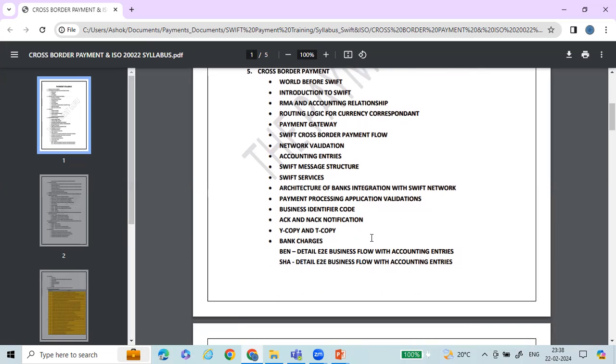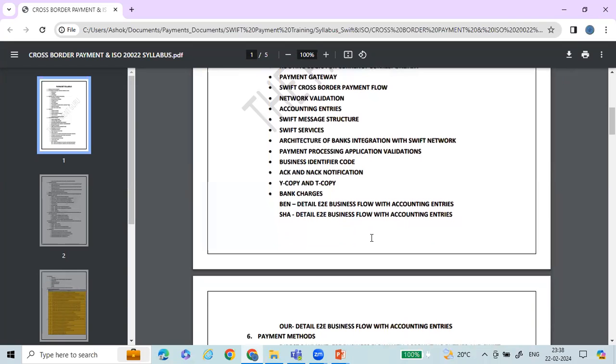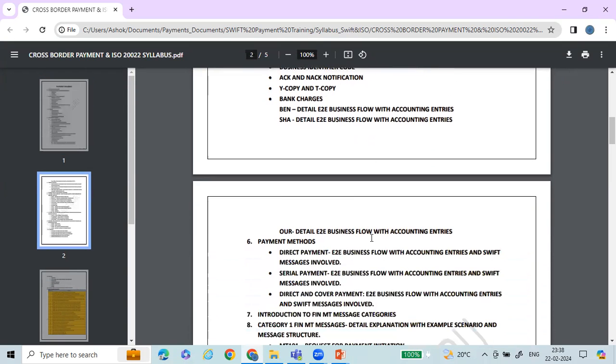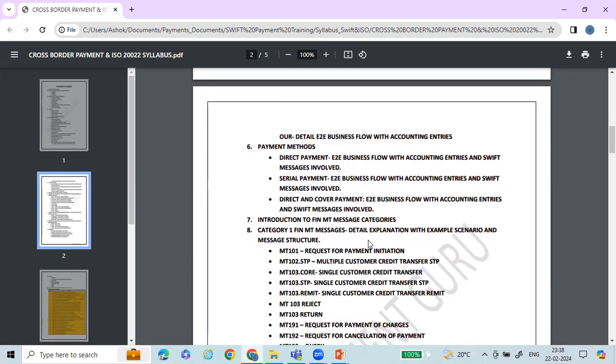We'll learn about payments end-to-end business use cases, which include a single customer credit transfer payment, direct payment, serial payment, cover payment, introductions, the network validations that take place, the SWIFT ACK and NAK, the architecture of the bank's integration with the network, Y-copy and T-copy, business identifier code, the charges that happen at a bank level, and how they are handled for the beneficiary and ordering customer for single customer credit transfer payment messages. What are the different payment methods? That is direct payment, serial payment, cover payment methods. All of it we'll understand with multiple business use cases, which is required for you to understand in depth.